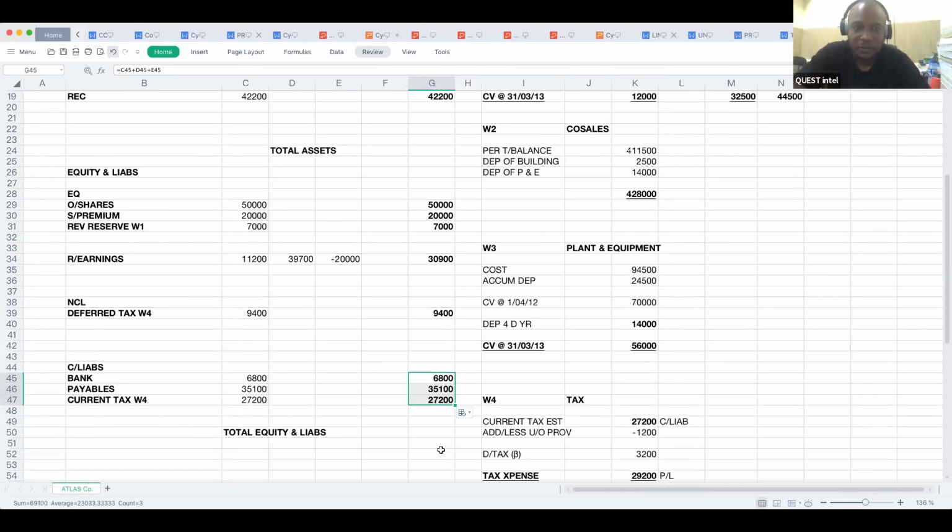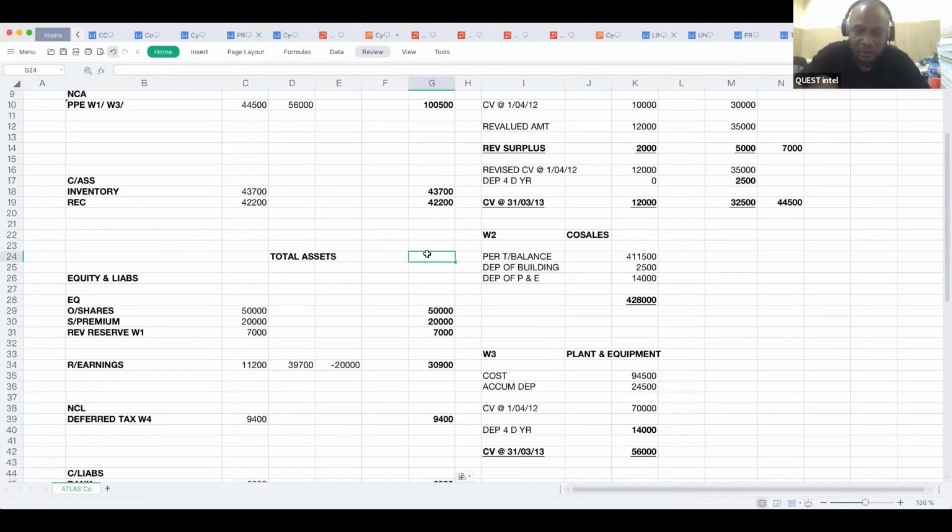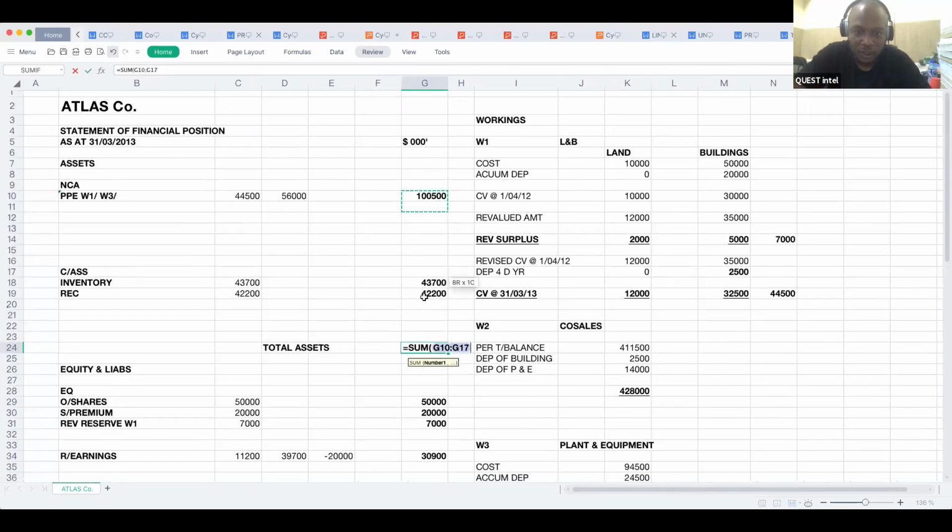And we're done. The rest of it is just, what's our total asset now? Our total asset is equal to the sum of all these ones. So the moment of truth has come.